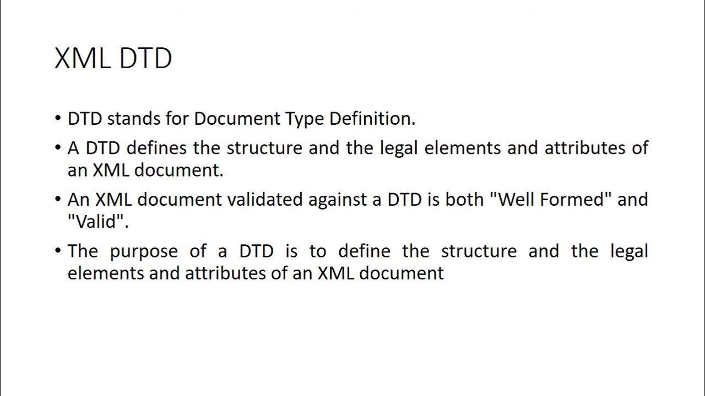Now let us see what we mean by DTD, document type definition. A document type definition defines the structure and the legal elements and attributes of an XML document. An XML document validated against a DTD is both well-formed as well as a valid document. The purpose of a DTD is to define the structure and the legal elements and attributes of an XML document.